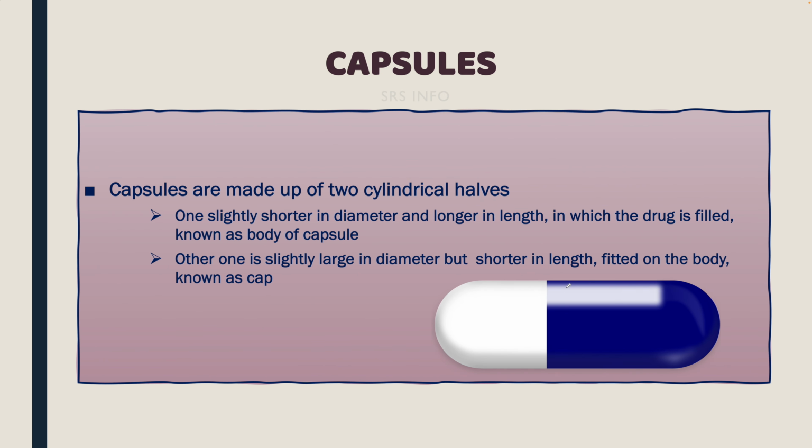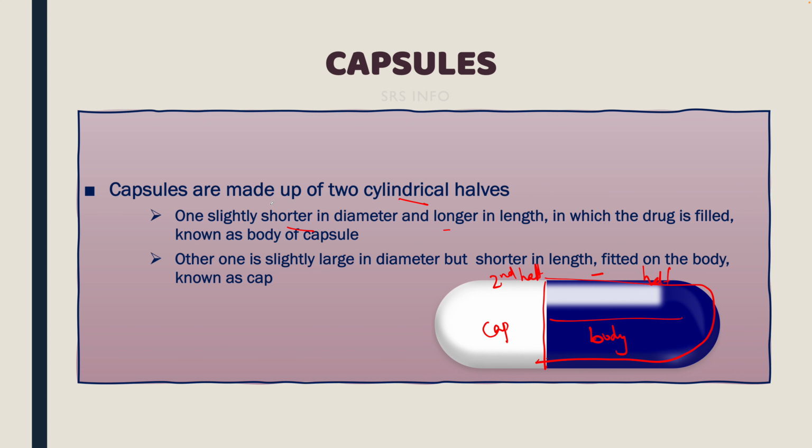How are these capsules prepared? See, this is the capsule, this is body, this is cap. How can you identify that this is body and this is cap? See, one is slightly shorter in diameter and longer in length. This is longer in length and diameter is less. This is one half, this is the second half. And the shape of these halves is cylindrical.